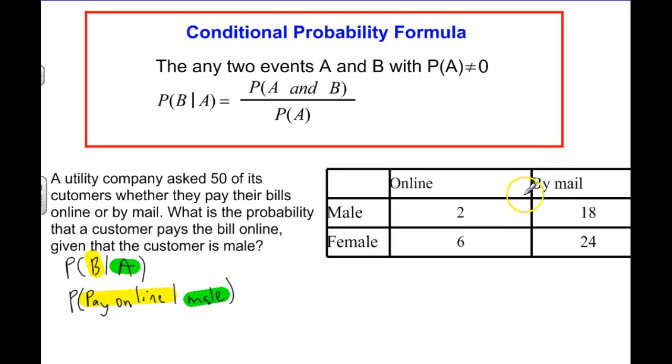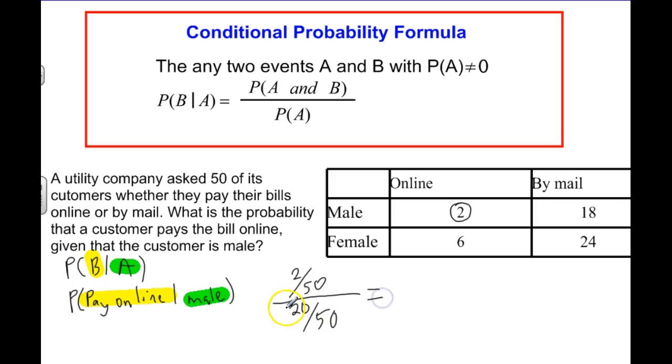So paying online and male, there are 2 people who do that. So in the numerator, it's going to be 2 divided by the grand total. If I add up all these numbers, that's 20, that's 30, 20 and 30 is 50. So 2 out of 50 people are male and online. So that's A and B, male and online. What is the probability of A? A is really male. So what's the probability of being male? So how many males do we have? We have a total of 20 out of a total of 50.